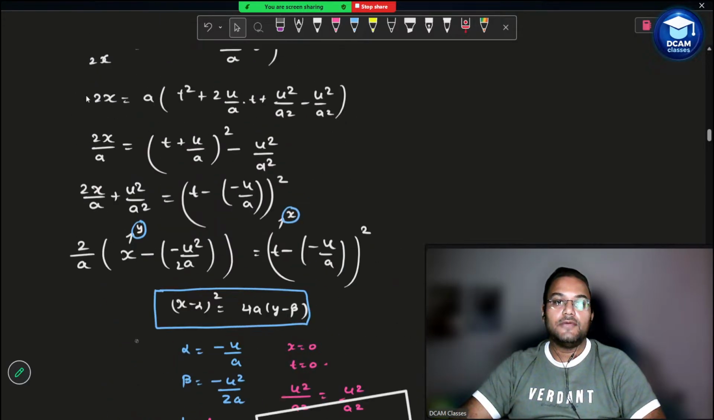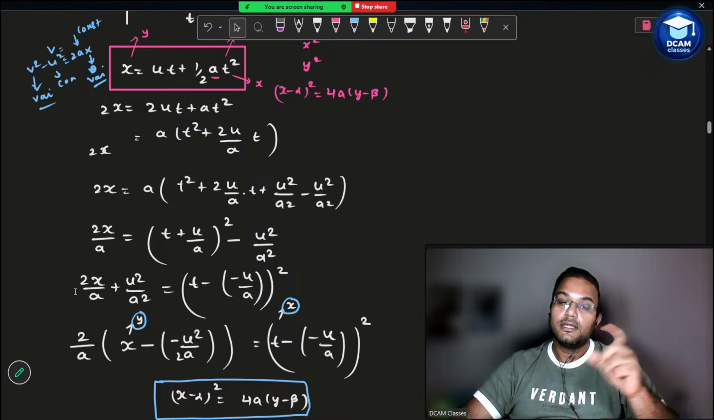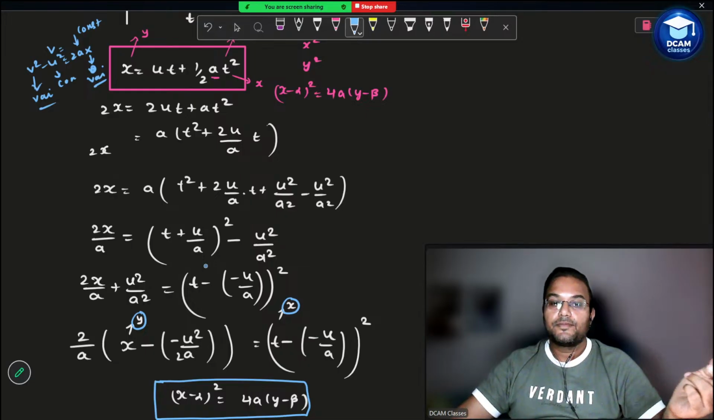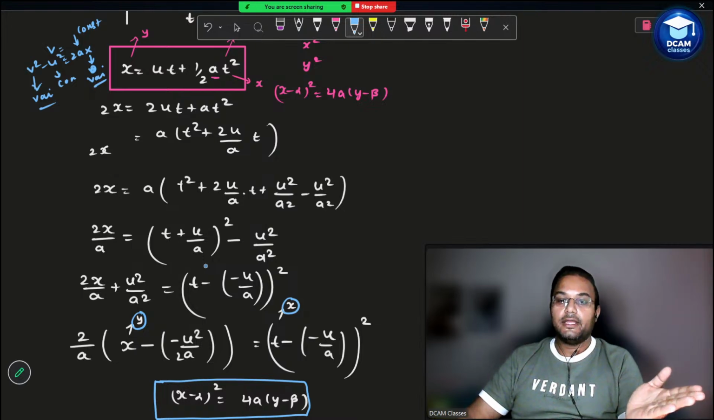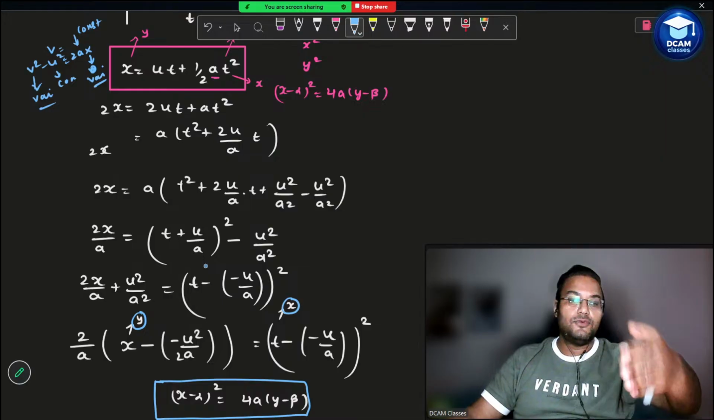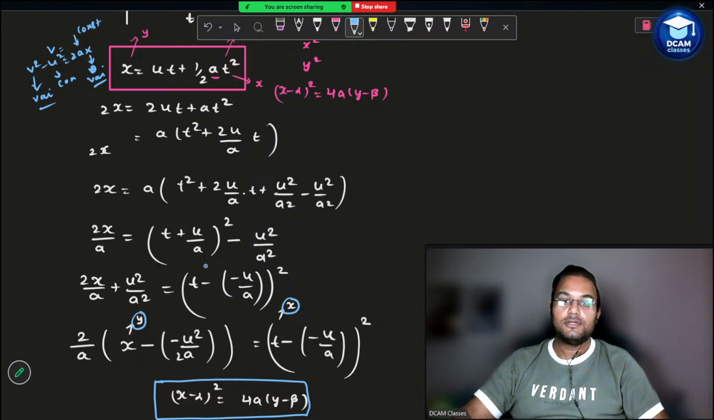See, on the left side you have 2x by a plus u square by a square, but the equation is x minus alpha whole square is equal to 4 into y minus beta. So you have to remove the coefficient of y, that is the coefficient of x. Take 2 by a common. When you take 2 by a common, it will become minus u square by 2a. Yes, now I understood. Understood now?